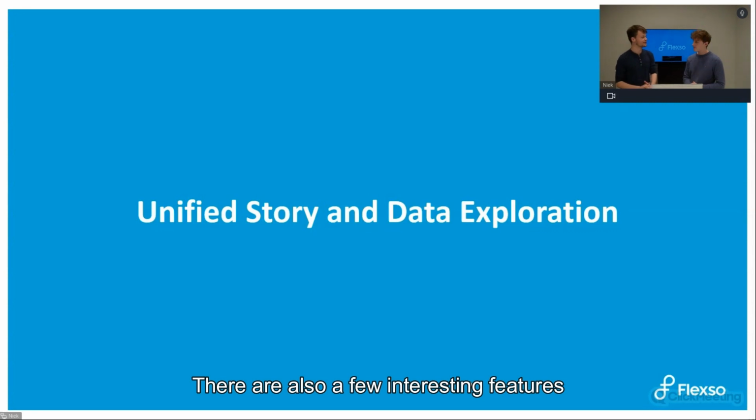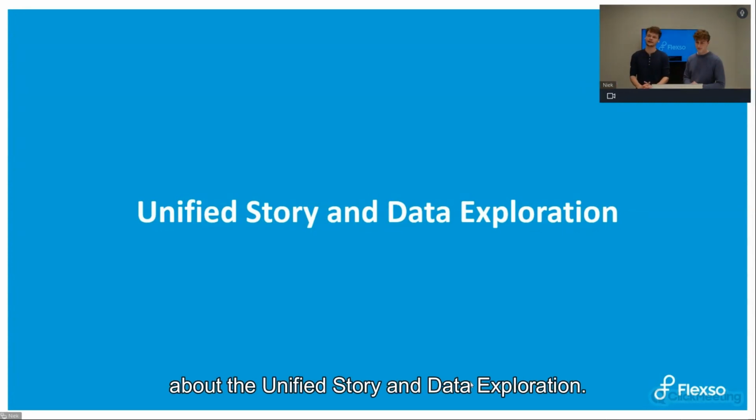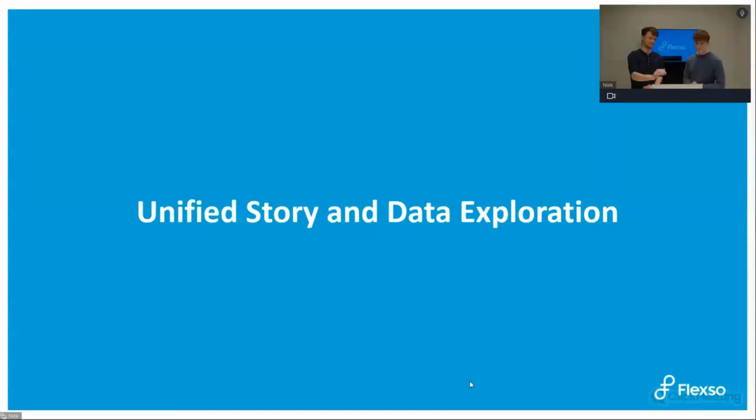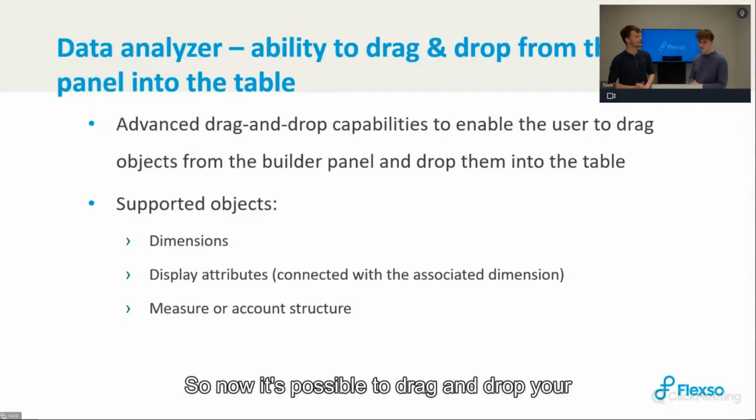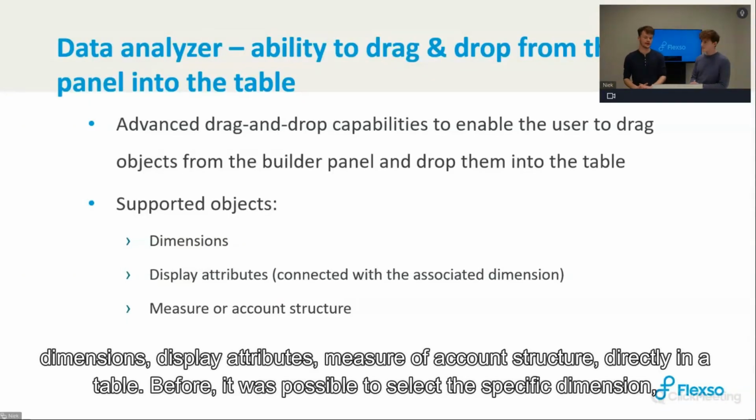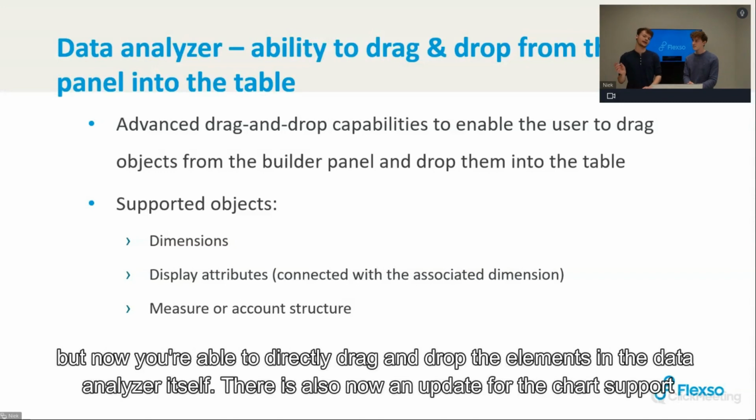There are also a few interesting features about the unified story and data exploration. So now it's possible to drag and drop your dimension, display attributes, measures, or account structure directly in a table. Before it was possible to just select a specific dimension, but now you're able to directly drag and drop the elements in the data analyzer itself, directly in the table.